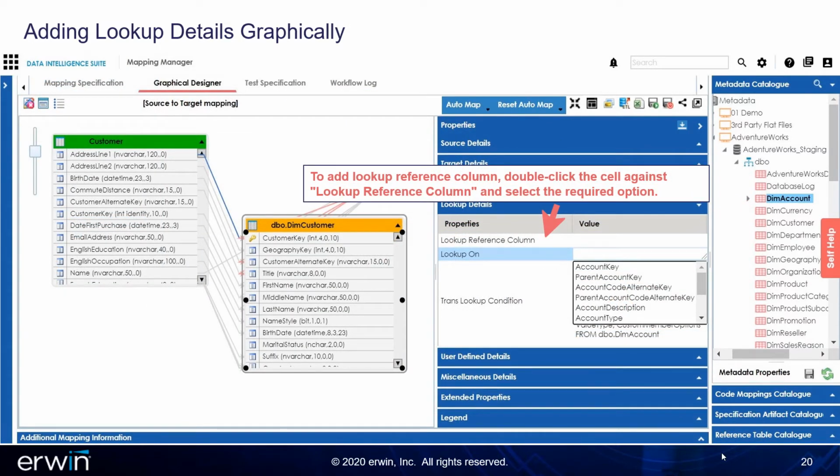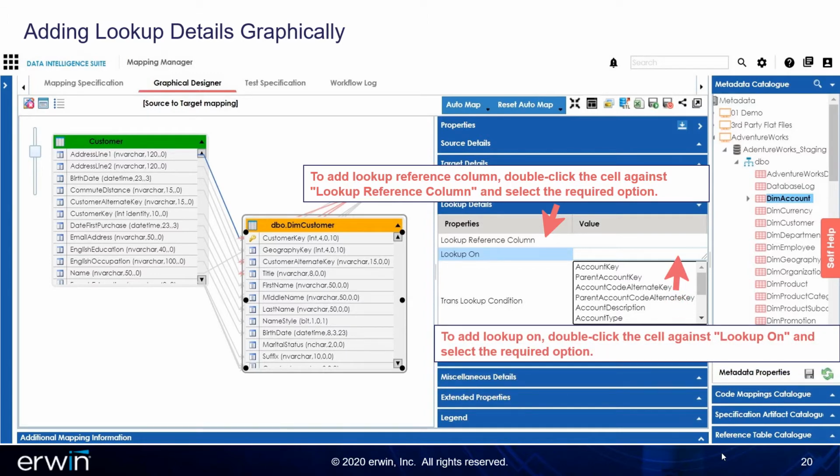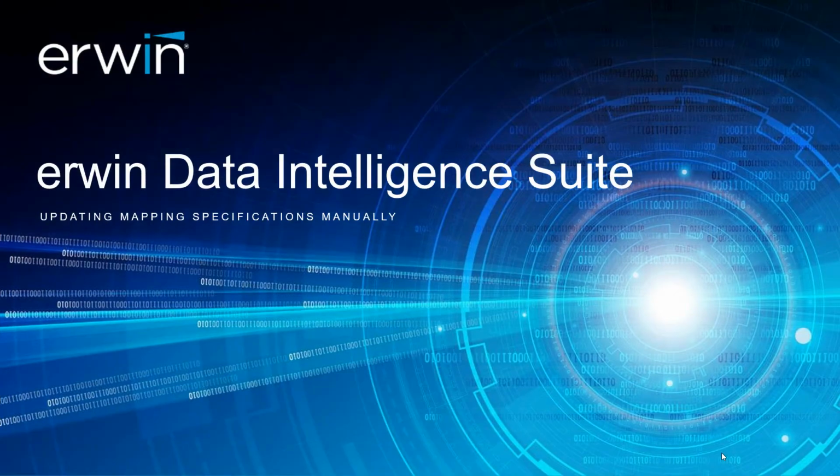To add Lookup Reference Column, double-click the cell against Lookup Reference Column and select the required option. To add Lookup On, double-click the cell against Lookup On and select the required option. Click on Save.